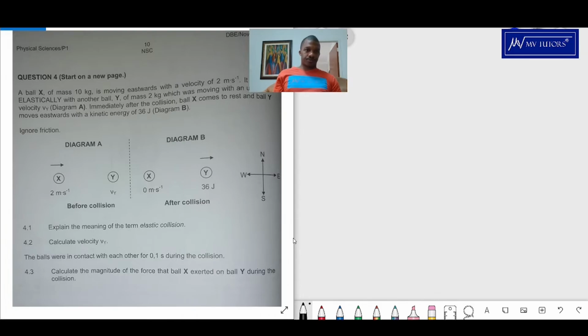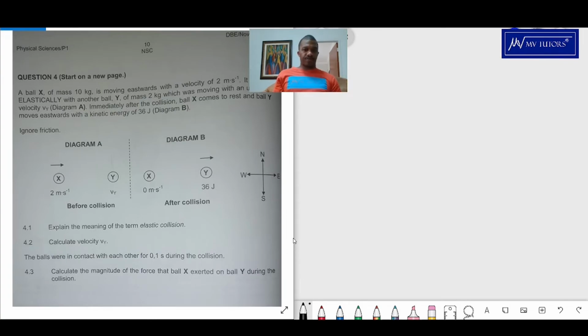The other ball, Y, has a mass of 2 kg. So different masses: this one is 10, that one is 2, and it was moving with an unknown velocity. Immediately after the collision, ball X comes to rest, there it is, they showed it. And ball Y moves eastwards with a kinetic energy of 36 joules. There we go, diagram B.